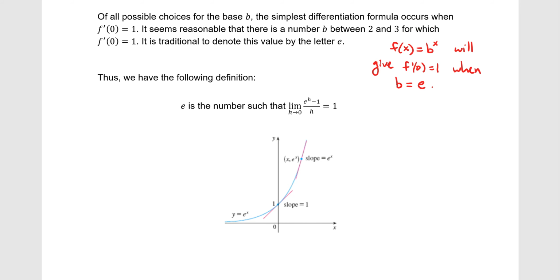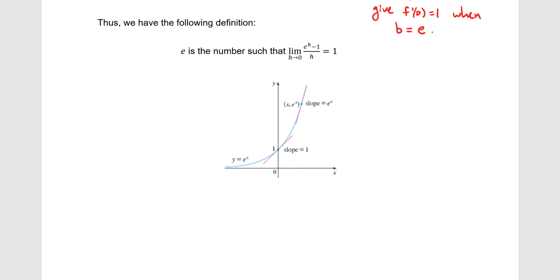So what that means is e is the number such that the limit as h goes to 0 of e to the h minus 1 all over h equals 1. That is why this number e is so important. One of the reasons why is that if you take the derivative of it and plug in 0, you get out a value of just 1. You'll see another reason why in a second.